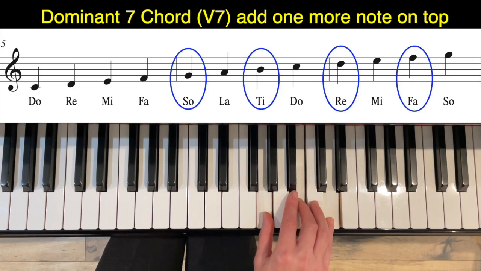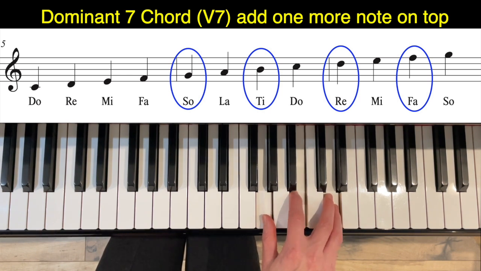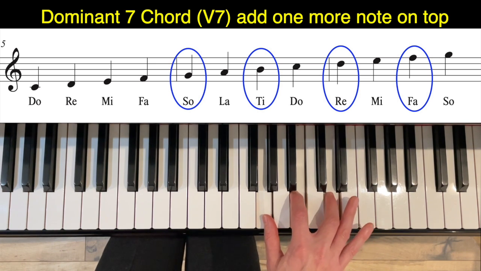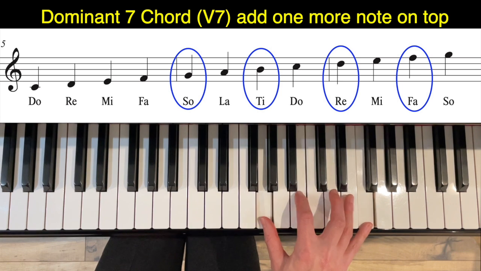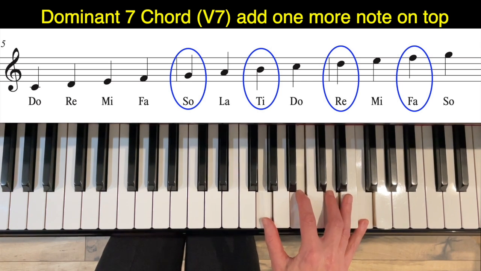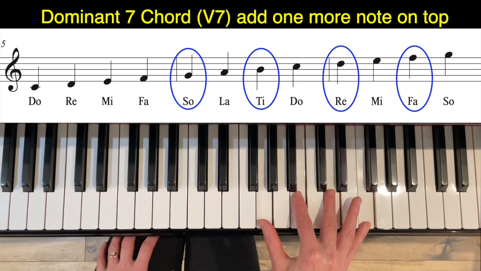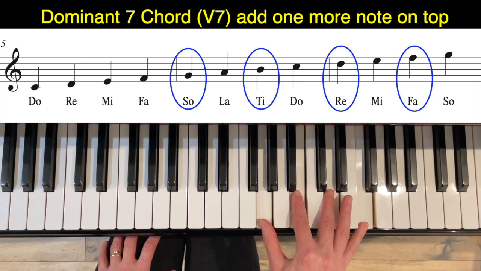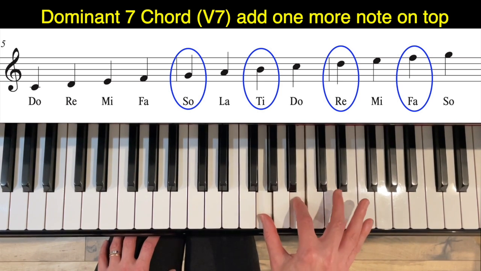I want to mention here, sometimes with a dominant chord, you might hear about what's called a dominant 7 chord. And what that is you are going to just add 1 more 3rd on top here. You're going to add this fa or F, creates a little bit stronger harmony. We're not going to do the 5-7 chord in this video, but I wanted you to be aware of how it's created. So we start on so, ti, re, fa.